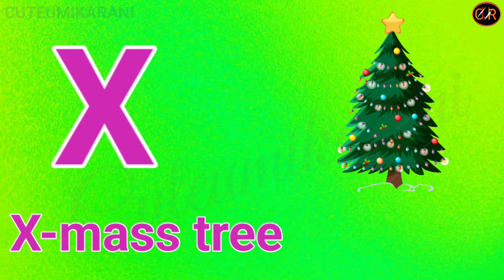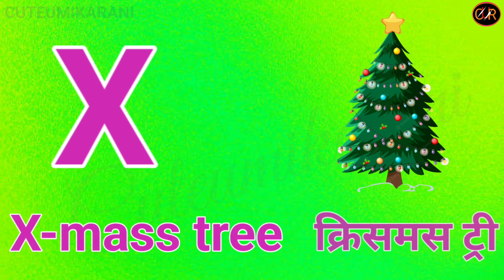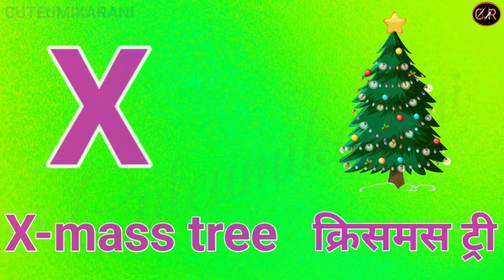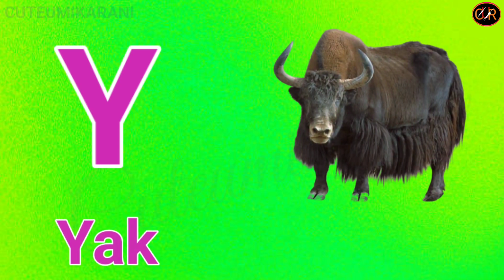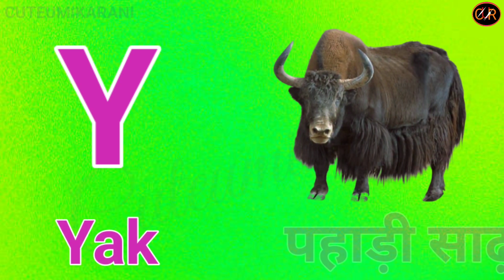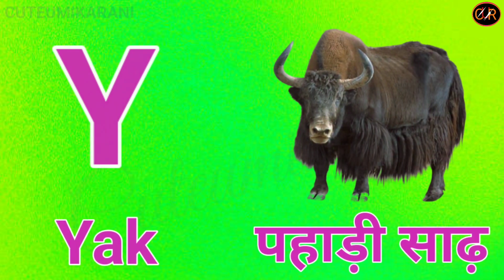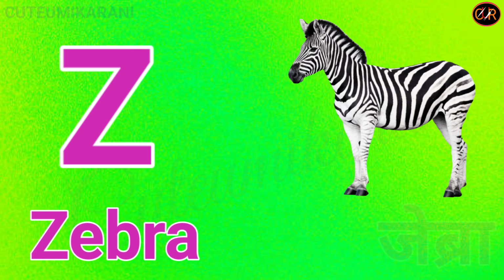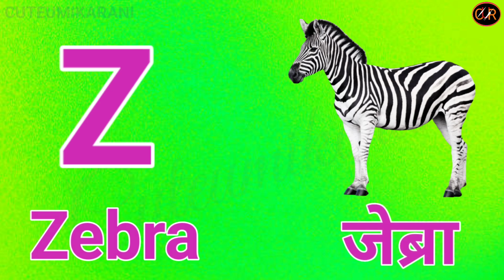X for atmatree. Atmatree means little watni. Y for yak. Yak means python. Z for zebra means zebra.